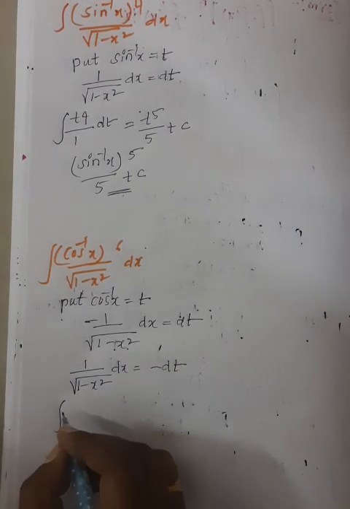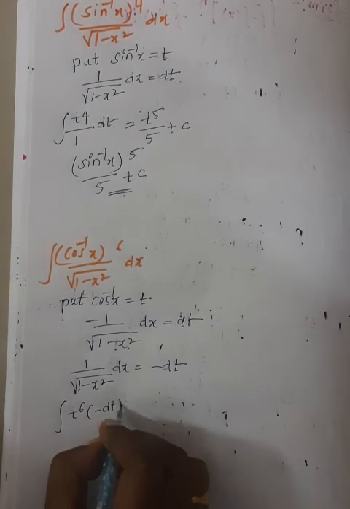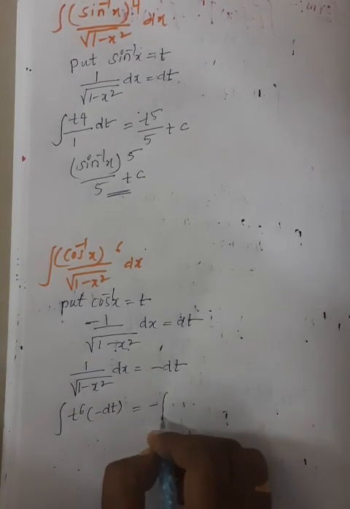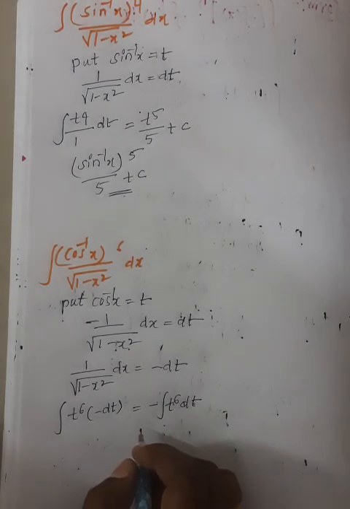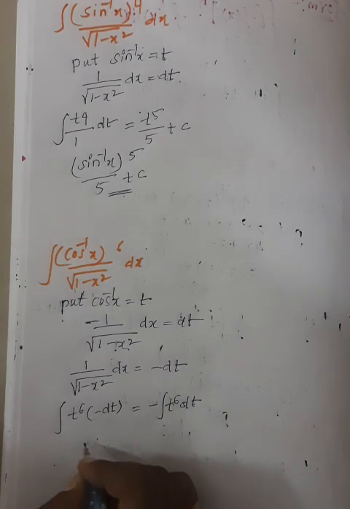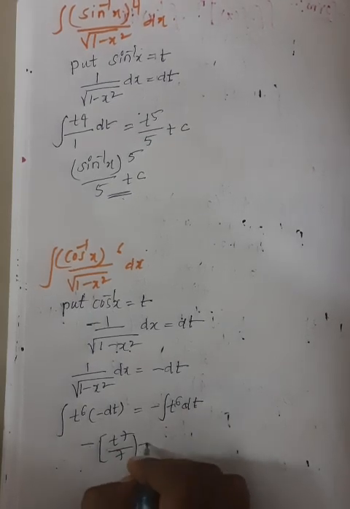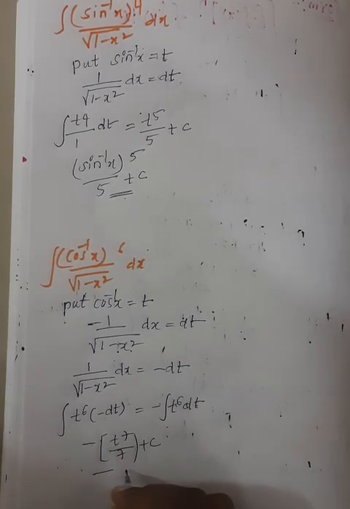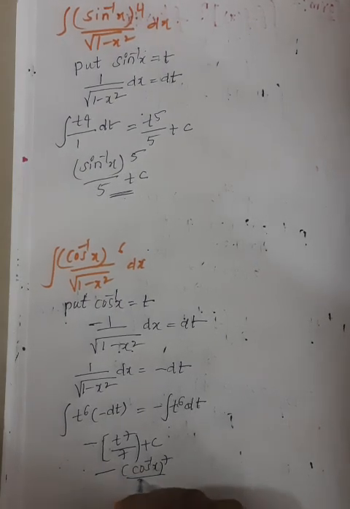You will get integration of t power 6 into minus dt. So minus integration of t power 6 dt. So t power 6 can be evaluated easily by using exponent formulas, which is equal to minus of t power 7 by 7 plus c. So minus of cos inverse x whole power 7 by 7 plus c.